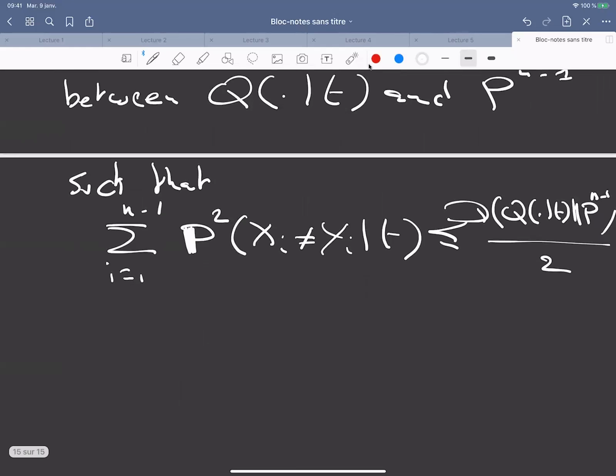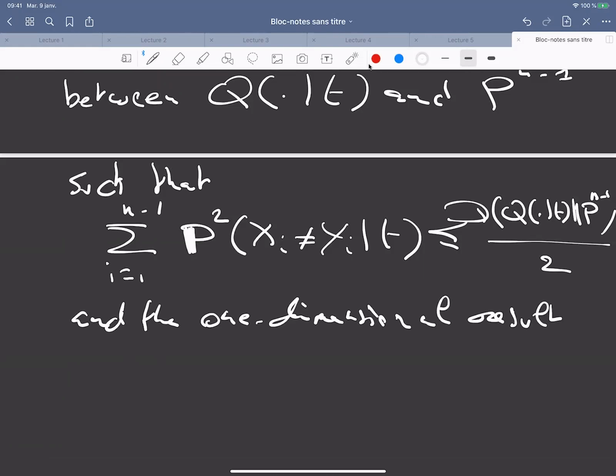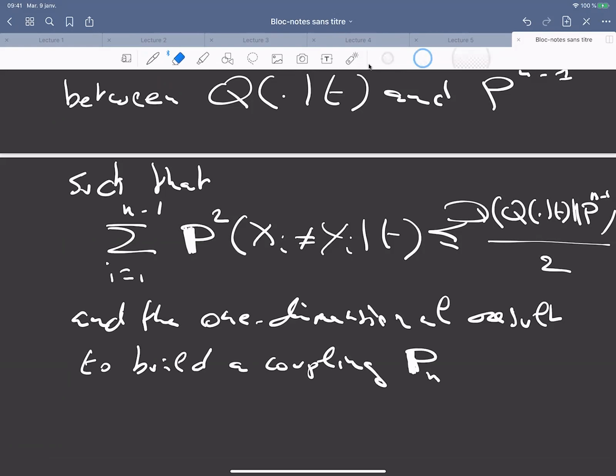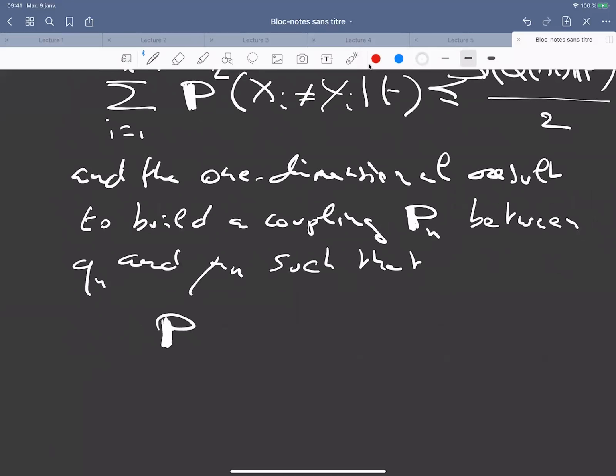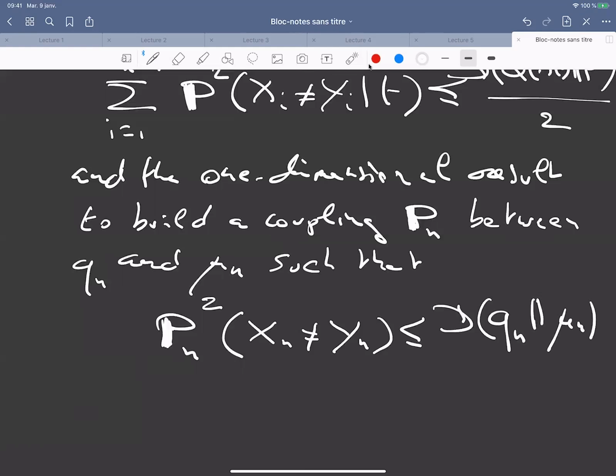And we use the one-dimensional result to build a coupling that I denote by P bold sub n between Q sub n and mu sub n, such that the bold P sub n probability square that xn is different from yn is less than the relative entropy between Q sub n and mu sub n over 2.